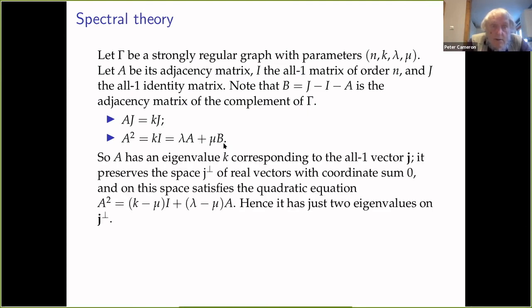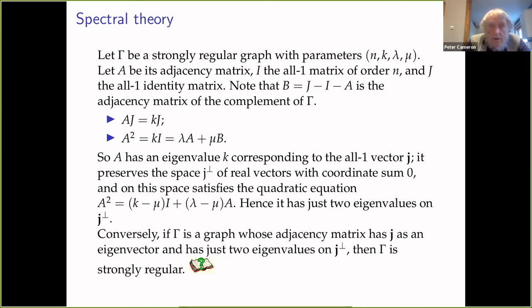And if you take those 2 equations, the first one tells you that the all-one vector is an eigenvector with eigenvalue k. And because the matrix is symmetric, if it fixes a vector, it fixes the space orthogonal to that vector. And the space orthogonal to the all-one vector is the set of vectors with coordinates sum 0. So that's an n-1 dimensional space. And on that space, J becomes 0. And so we just have a quadratic equation for A. That means it has just 2 eigenvalues on the space perpendicular to the all-one vector.